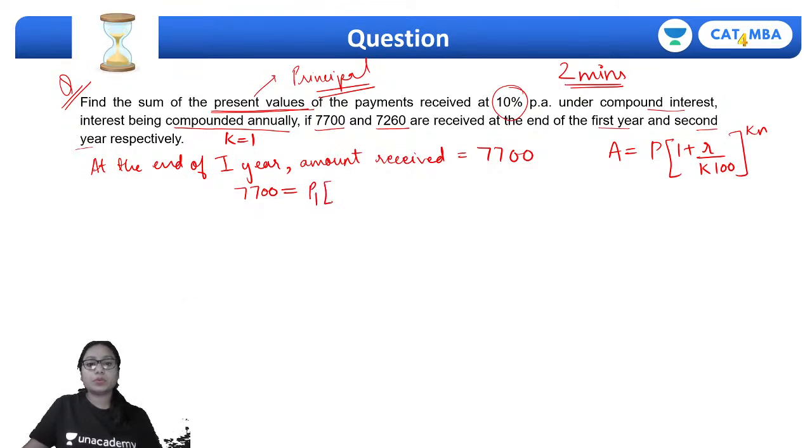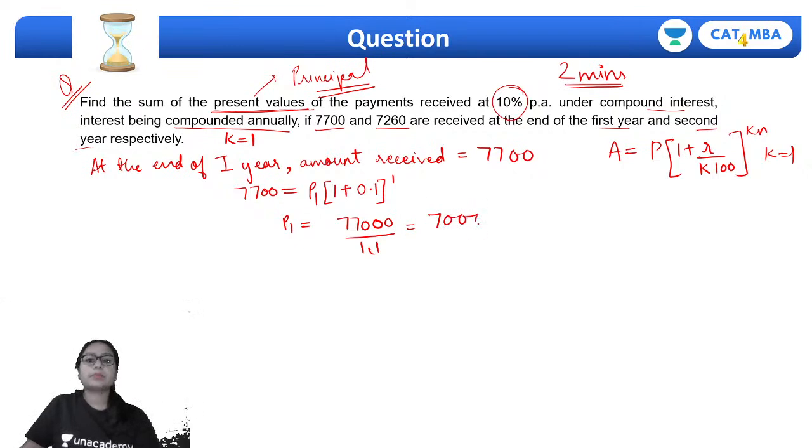Let us take this as P1. 1 plus rate of interest is 10. The value of k is 1 as compounding is done annually. Okay, so I can write 10 upon 100 as 0.1 raised to the power 1, because this is the first year. So from here I can say that P1 is equal to 7700 upon 1.1. Okay, so the value of first principal is 7,000. Let us take this as equation 1.